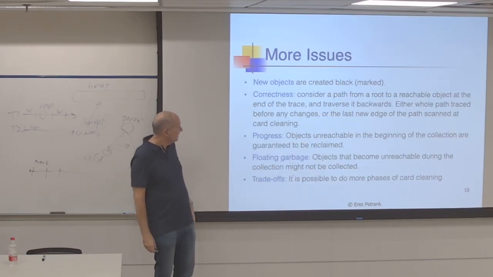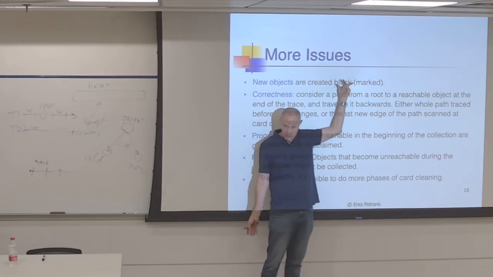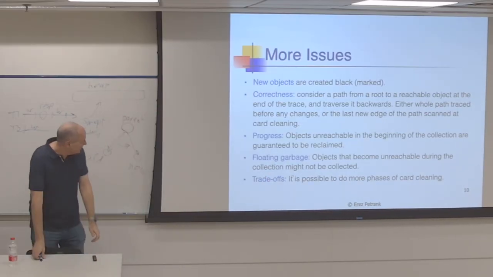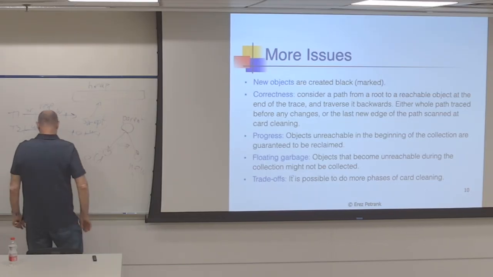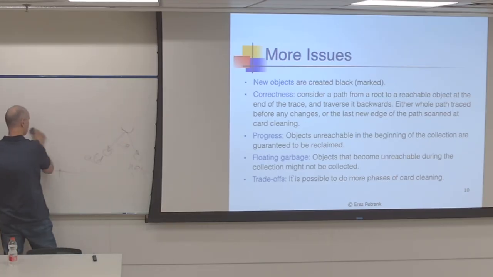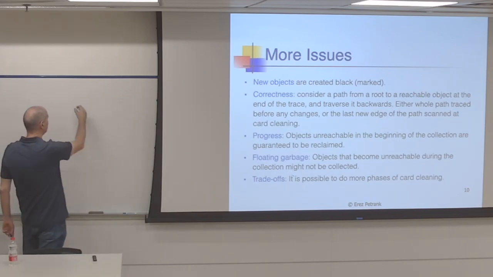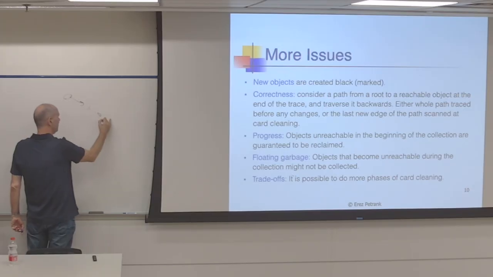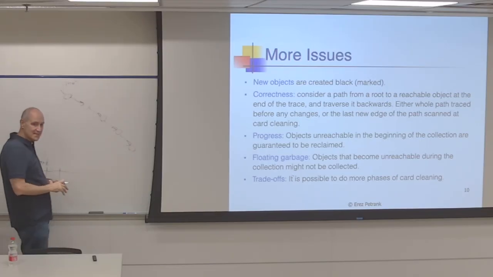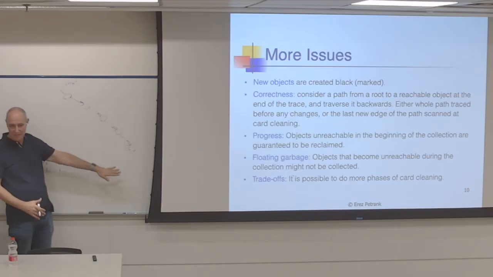Okay, so this is the algorithm. More issues: new objects are created black as usual because they have no children and they're alive. We can do that. Now let's look at correctness. Why is this correct? Suppose I have some object that is reachable at the end of the collection, when I do the stop the world, reachable by some path of pointers. At the end, there is some route. So there are two options.